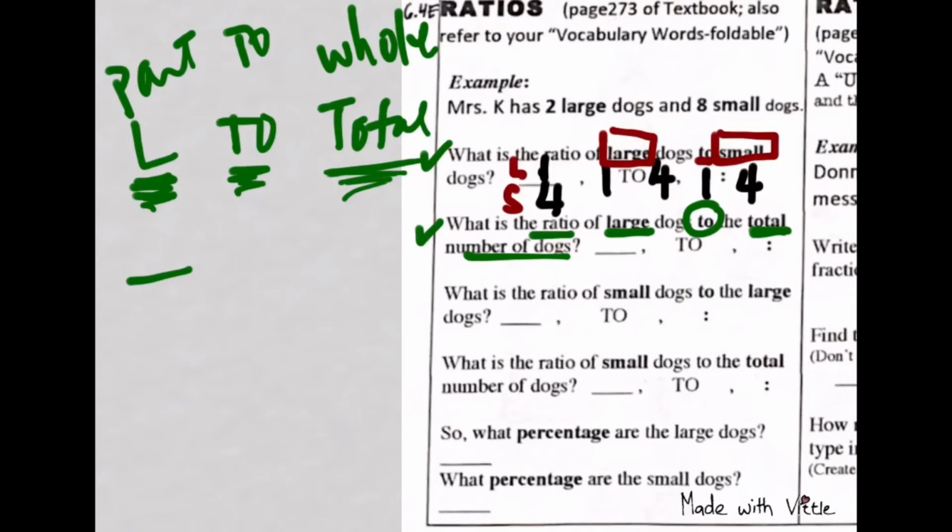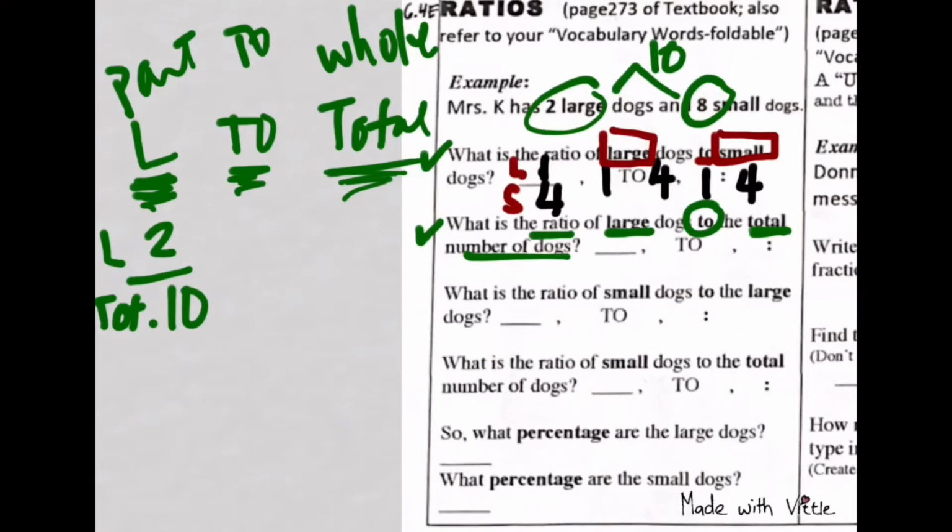So as a fraction, the large should be the number on top, which is going to be 2. The total of these two will be 10 dogs. So we write 10 at the bottom. Okay, so this is our fraction. Now, can we simplify it? Yes, we can. You divide both by the greatest common factor of 2 and 10, which is 2. Then what will be your answer?